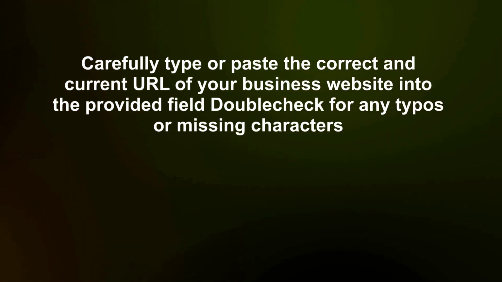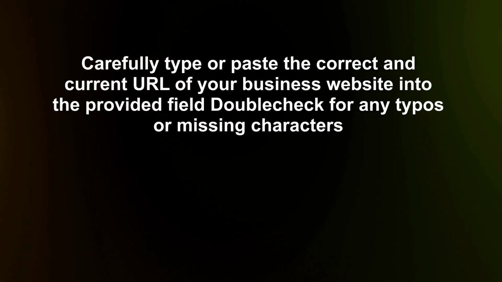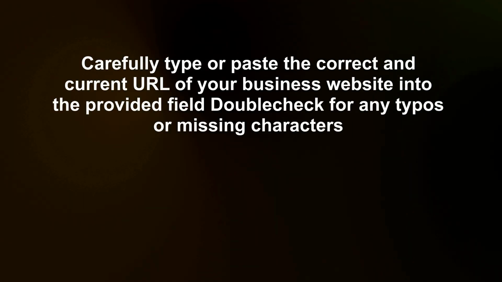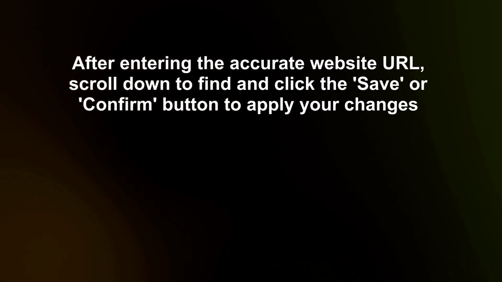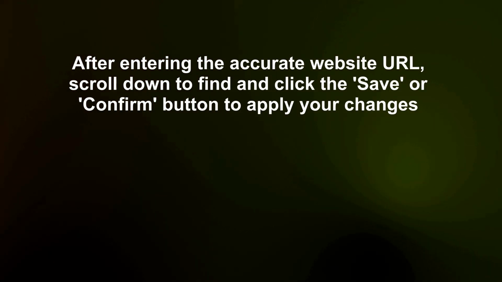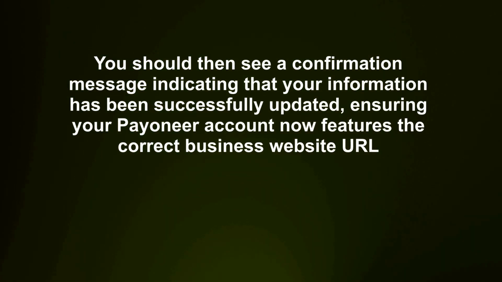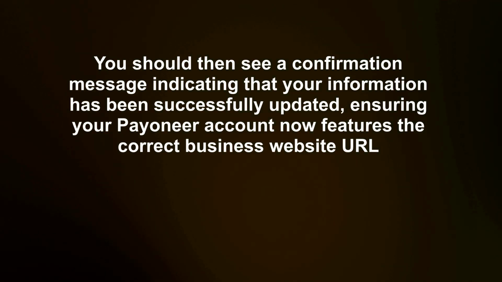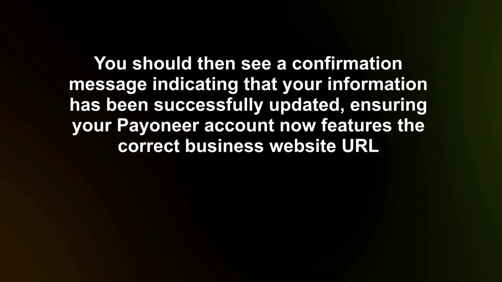Carefully type or paste the correct and current URL of your business website into the provided field. Double-check for any typos or missing characters. After entering the accurate website URL, scroll down to find and click the Save or Confirm button to apply your changes. You should then see a confirmation message indicating that your information has been successfully updated, ensuring your Payoneer account now features the correct business website URL.